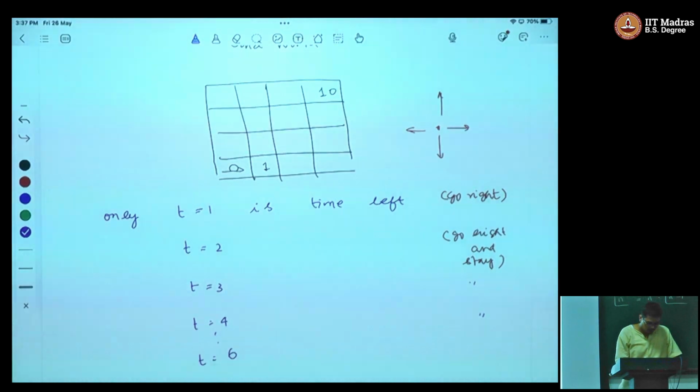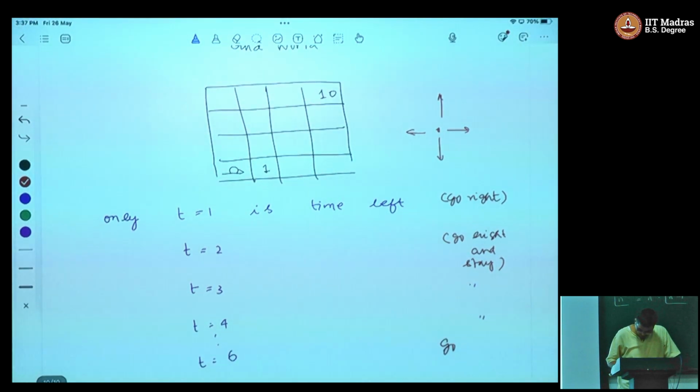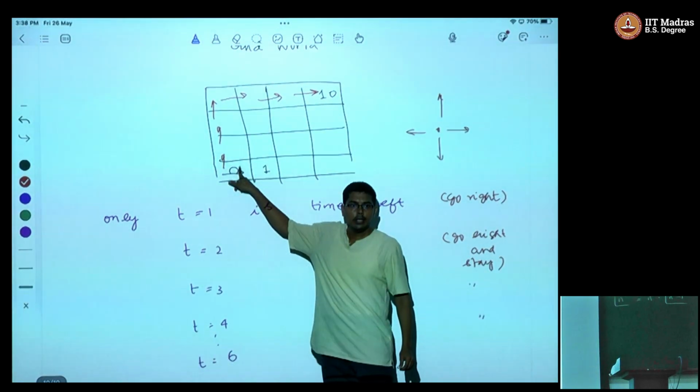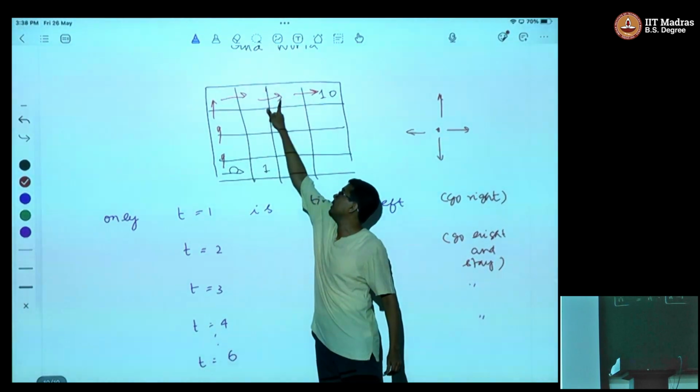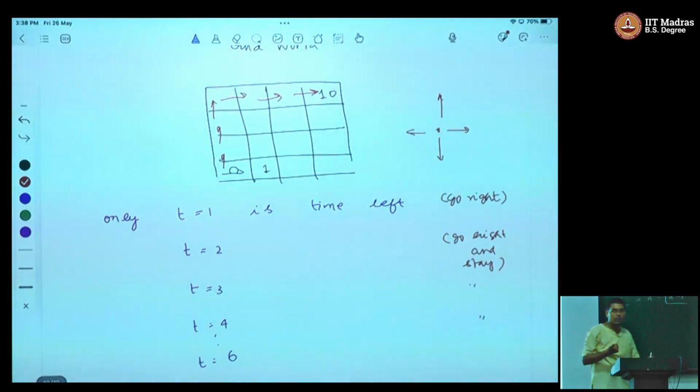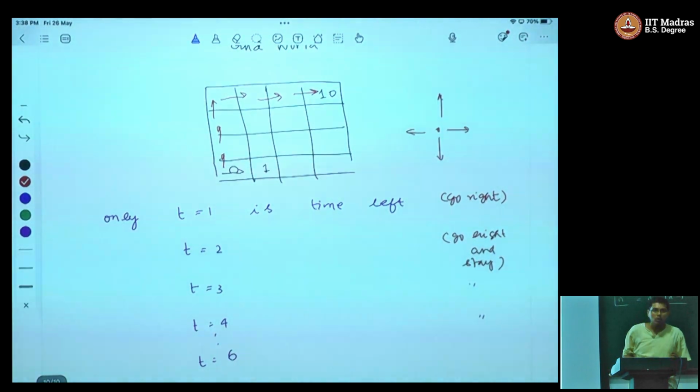But after t equals 6, what happens? It can actually go like this. So now, intermediate, when you are actually going, the mouse is starting. Here it gets nothing, here it gets nothing, nothing, nothing. Only then it gets 10. So you have to balance what is known as the immediate reward and the future reward.